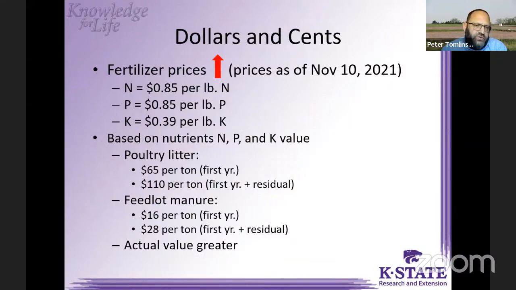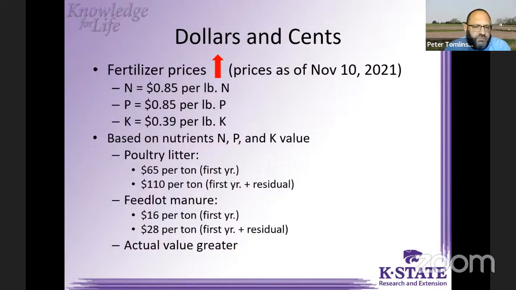And so, that first year value is going to be a little bit lower than what we see when we start to include the residual value for poultry or feedlot manure, swine manure. You're going to want to think about it in terms of this, regardless of the source. But as we think about poultry litter, I consider that a more nutrient dense manure. And so we see that's got a value in the first year of $65 per ton. If we factor in the residual, and so that's the organic nitrogen that mineralizes over time, that value comes up to about $110 per ton.